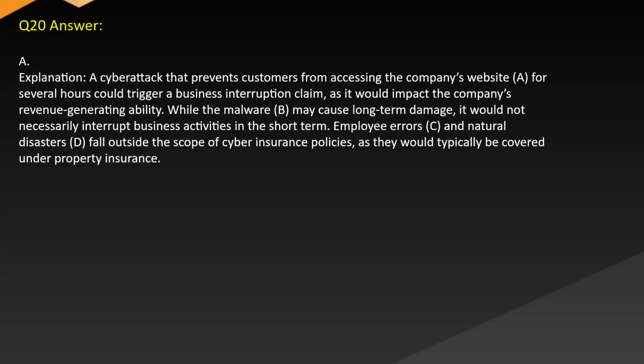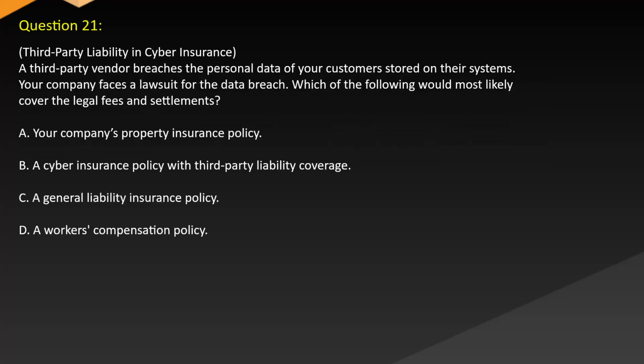Answer A. Explanation: A cyber attack that prevents customers from accessing the company's website for several hours could trigger a business interruption claim, as it would impact the company's revenue-generating ability. While the malware (B) may cause long-term damage, it would not necessarily interrupt business activities in the short term. Errors by employees (C) and natural disasters (D) fall outside the scope of cyber insurance policies, as they would typically be covered under property insurance.